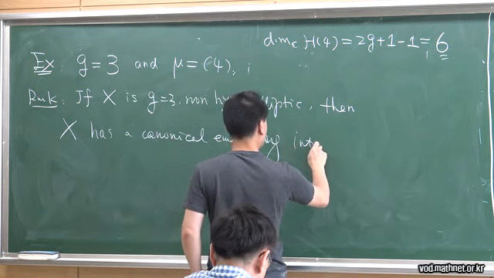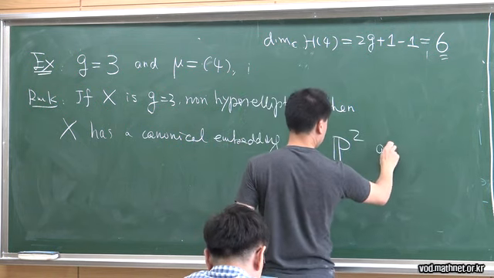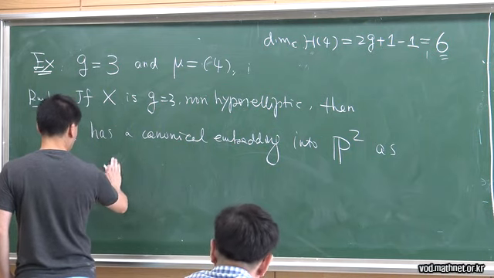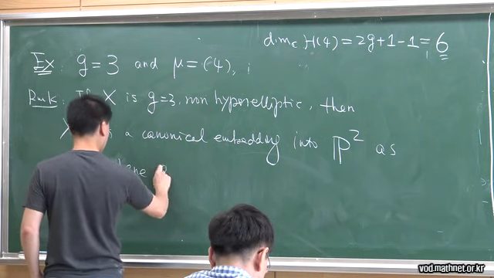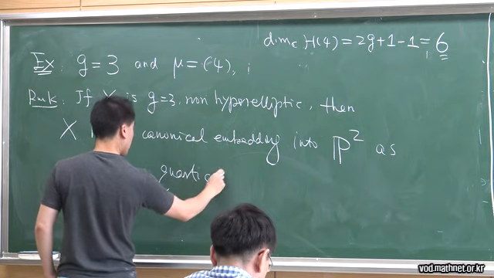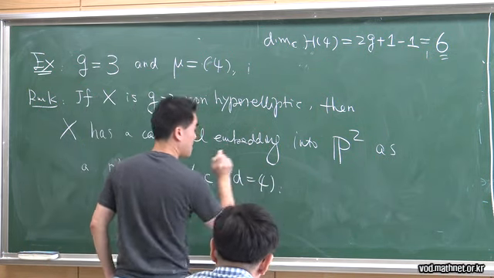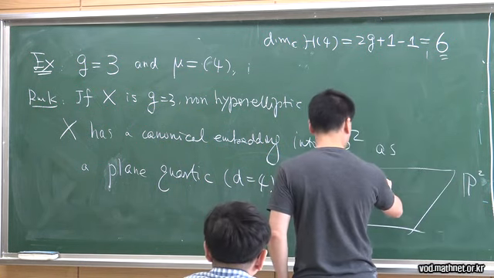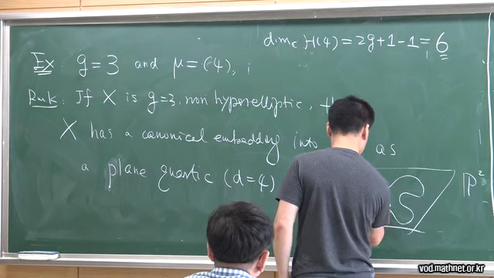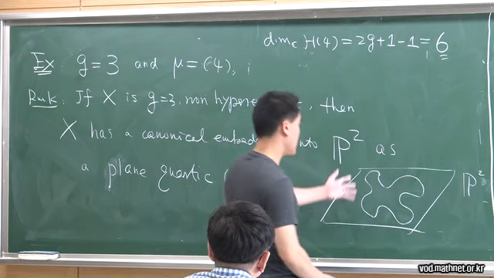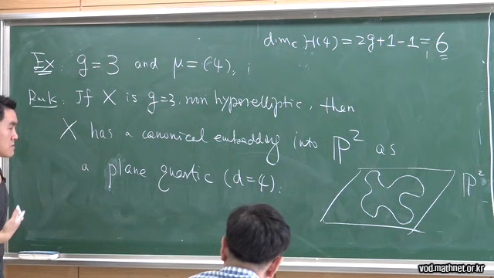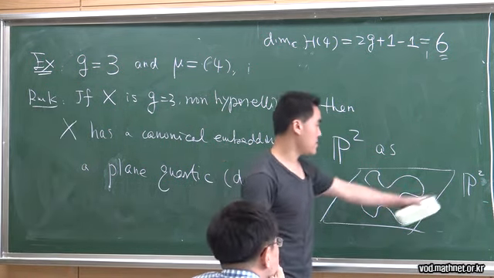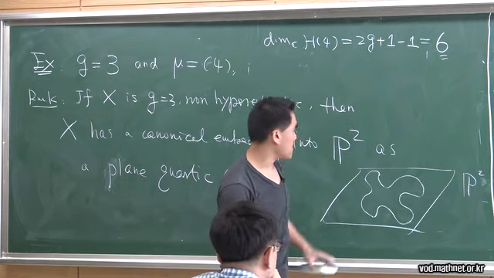Into P2, complex CP2, as a degree 4 plane curve, that's a plane quartic. Let me draw a picture. Suppose I have P2 here, and a degree 4 curve. So it's a complex curve, but I'm only drawing the real section of the curve. Everything is over the complex numbers. I have a CP2, and I have a complex curve sitting inside, of degree 4.